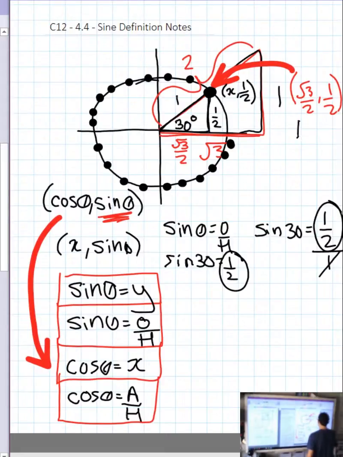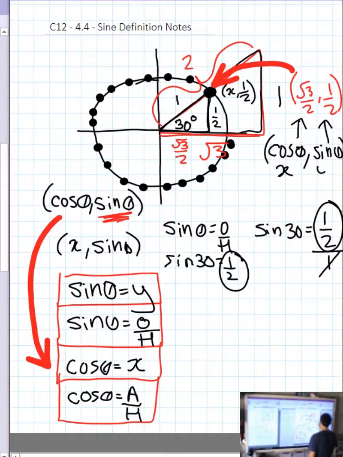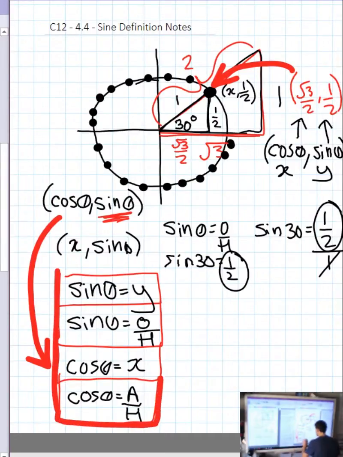Cosine theta being the x value and sine theta equaling the y value. Cosine theta is x, sine theta is y. And do not forget SOHCAHTOA, and we're going to be using them interchangeably back and forth all the time. If we have triangles, we'll use our SOHCAHTOA. If we have quadrantal angles, we'll use sine theta equals y and cosine theta equals x.